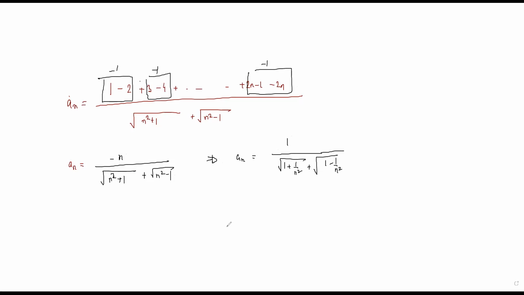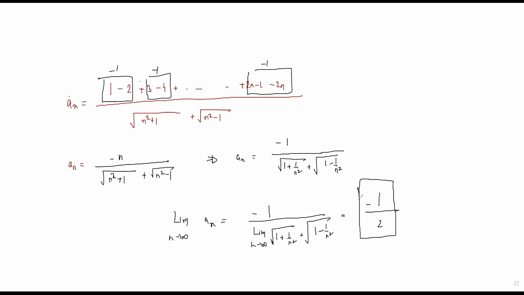Now it's pretty easy. If you take the limit as n tends to infinity, since the square root is continuous, the limit is minus 1 over the limit of this part, and therefore this part is nothing but 1 plus 1. So we get minus 1 by 2, because this 1 by n square goes to 0. And that's pretty easy, and pretty useful.